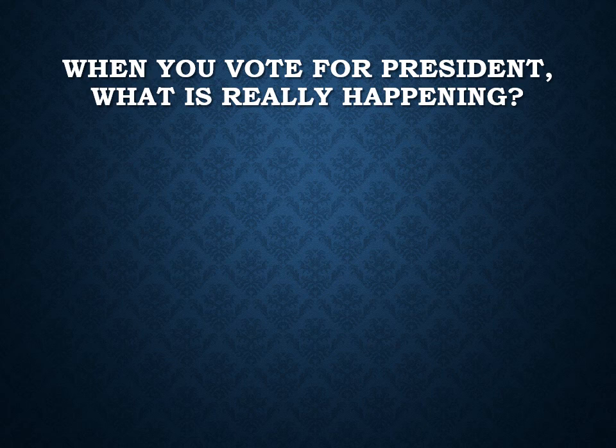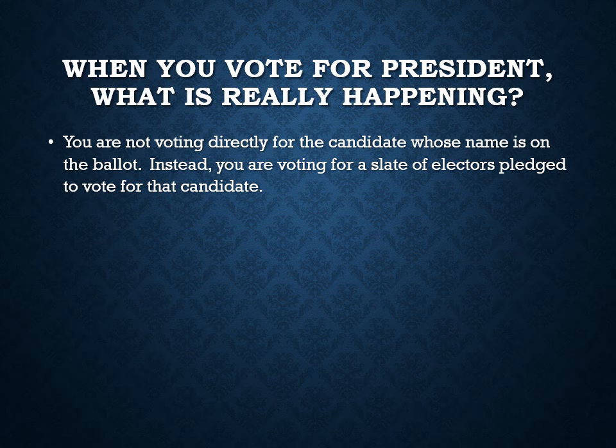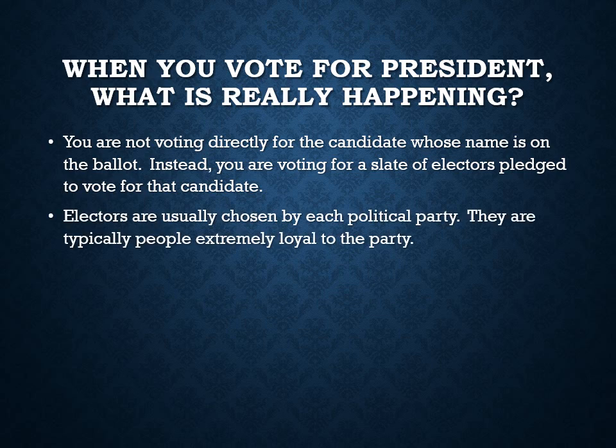Now, when you vote for president, what is really happening? Strictly speaking, you're not voting directly for the candidate, even though that candidate's name is on the ballot. Instead, you're voting for a slate of electors pledged to vote for that candidate. Electors are typically chosen by each political party. They're extremely loyal to the party. They're party regulars. So almost all of the time they vote for the candidate of their party if that candidate has won their state.